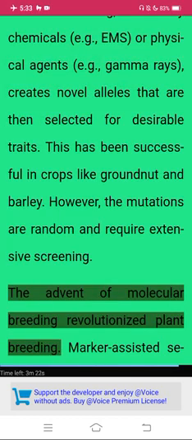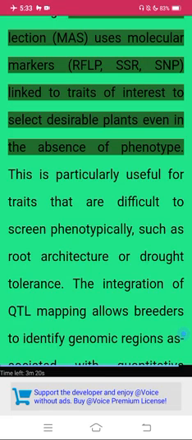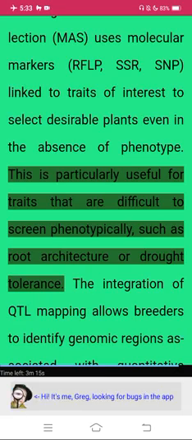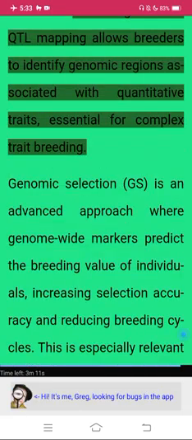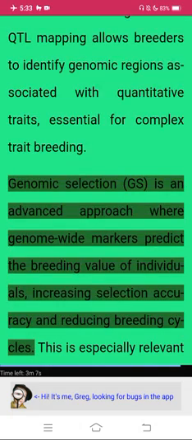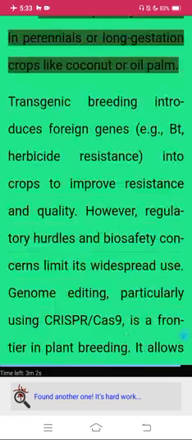The advent of molecular breeding revolutionized plant breeding. Marker-assisted selection (MAS) uses molecular markers, RFLP, SSR, SNP, linked to traits of interest to select desirable plants even in the absence of phenotype. This is particularly useful for traits that are difficult to screen phenotypically, such as root architecture or drought tolerance. The integration of QTL mapping allows breeders to identify genomic regions associated with quantitative traits, essential for complex trait breeding. Genomic selection (GS) is an advanced approach where genome-wide markers predict the breeding value of individuals, increasing selection accuracy and reducing breeding cycles. This is especially relevant in perennials or long gestation crops like coconut or oil palm.